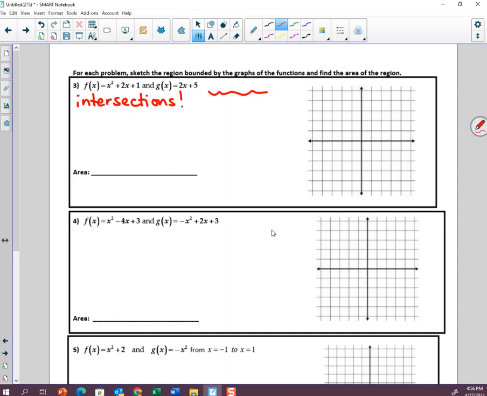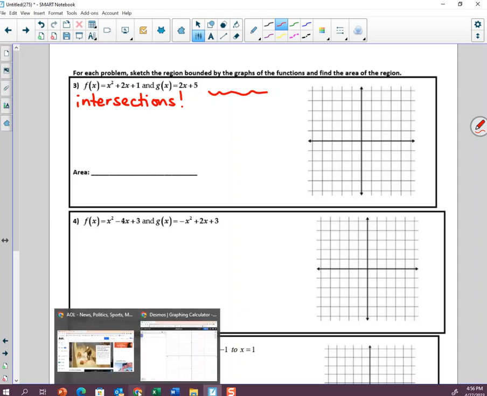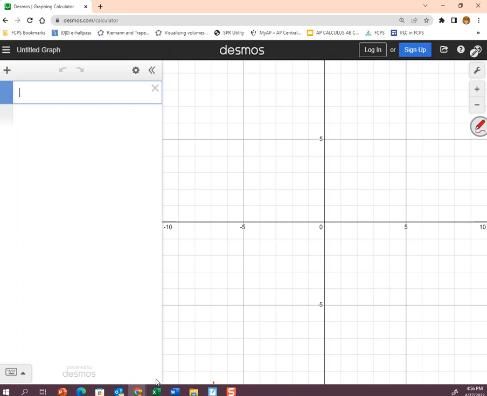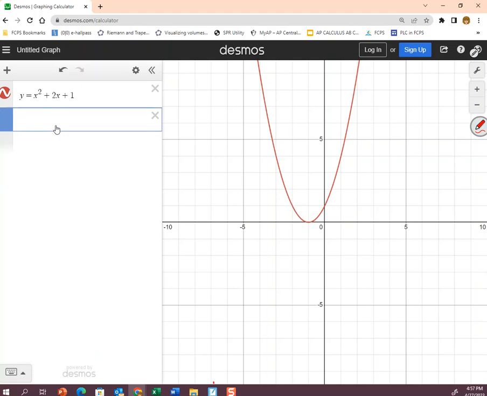So I'm going to use Desmos since we've got access to it, and in some ways I think it is easier. All right, here we go. We're going to type in our function. So y equals x squared plus 2x plus 1. And go down here into another box. And y equals 2x plus 5.